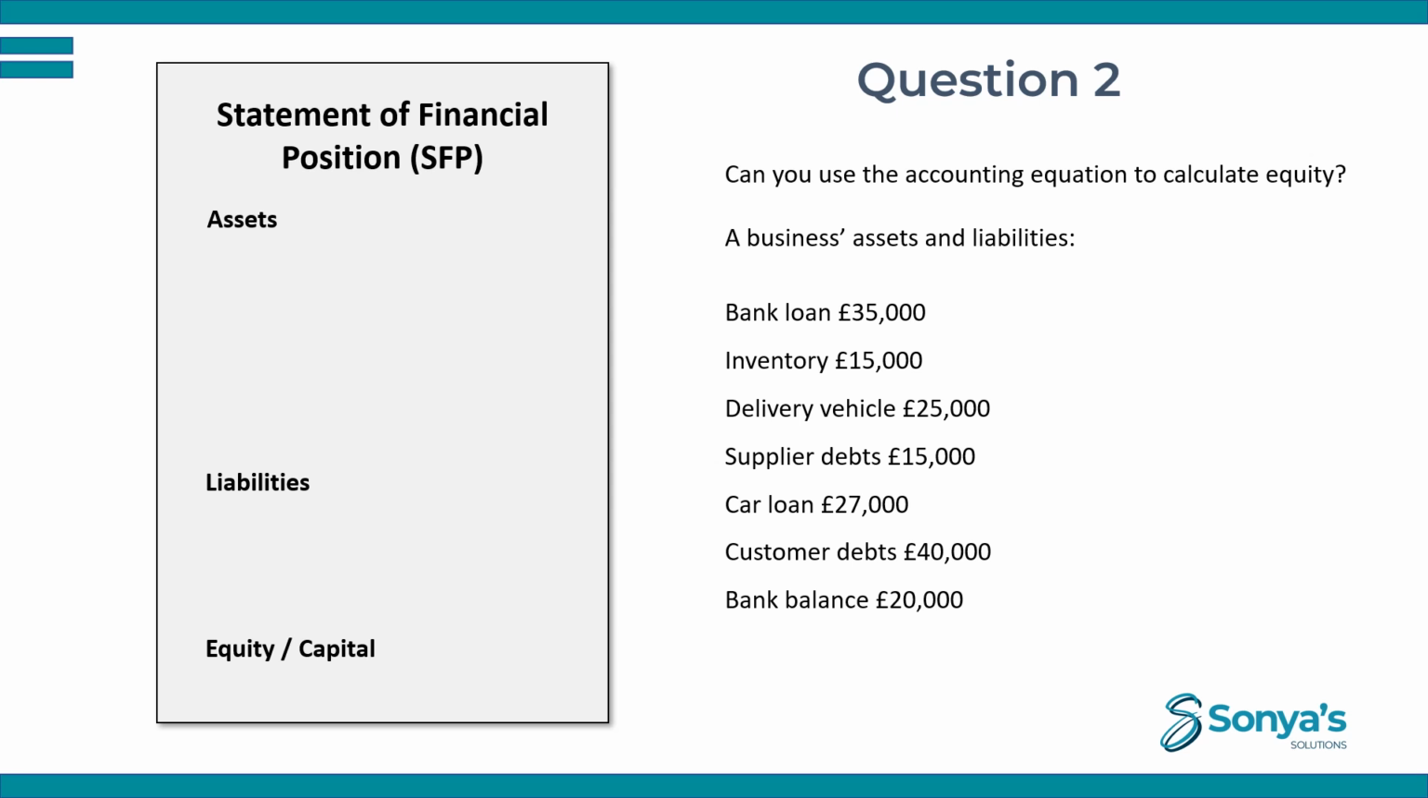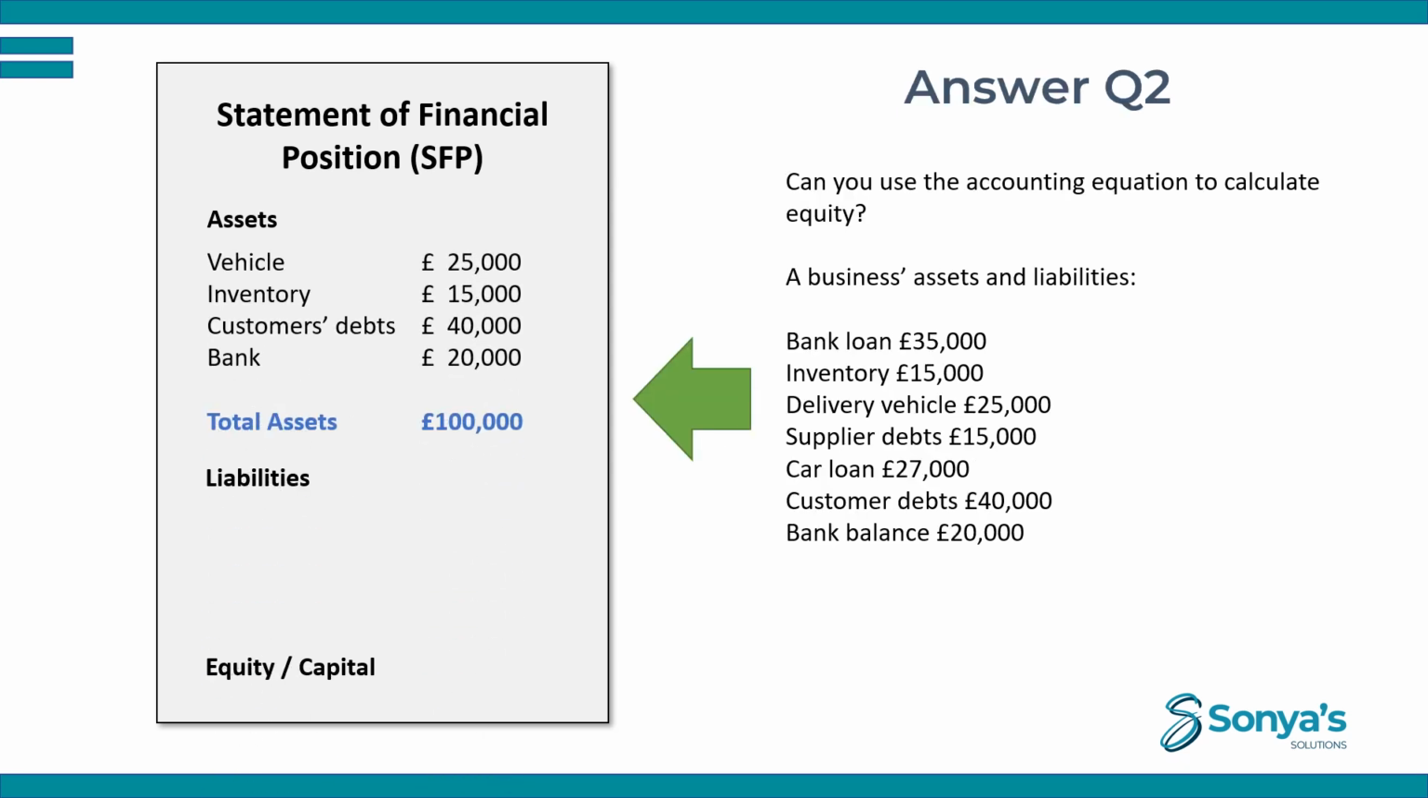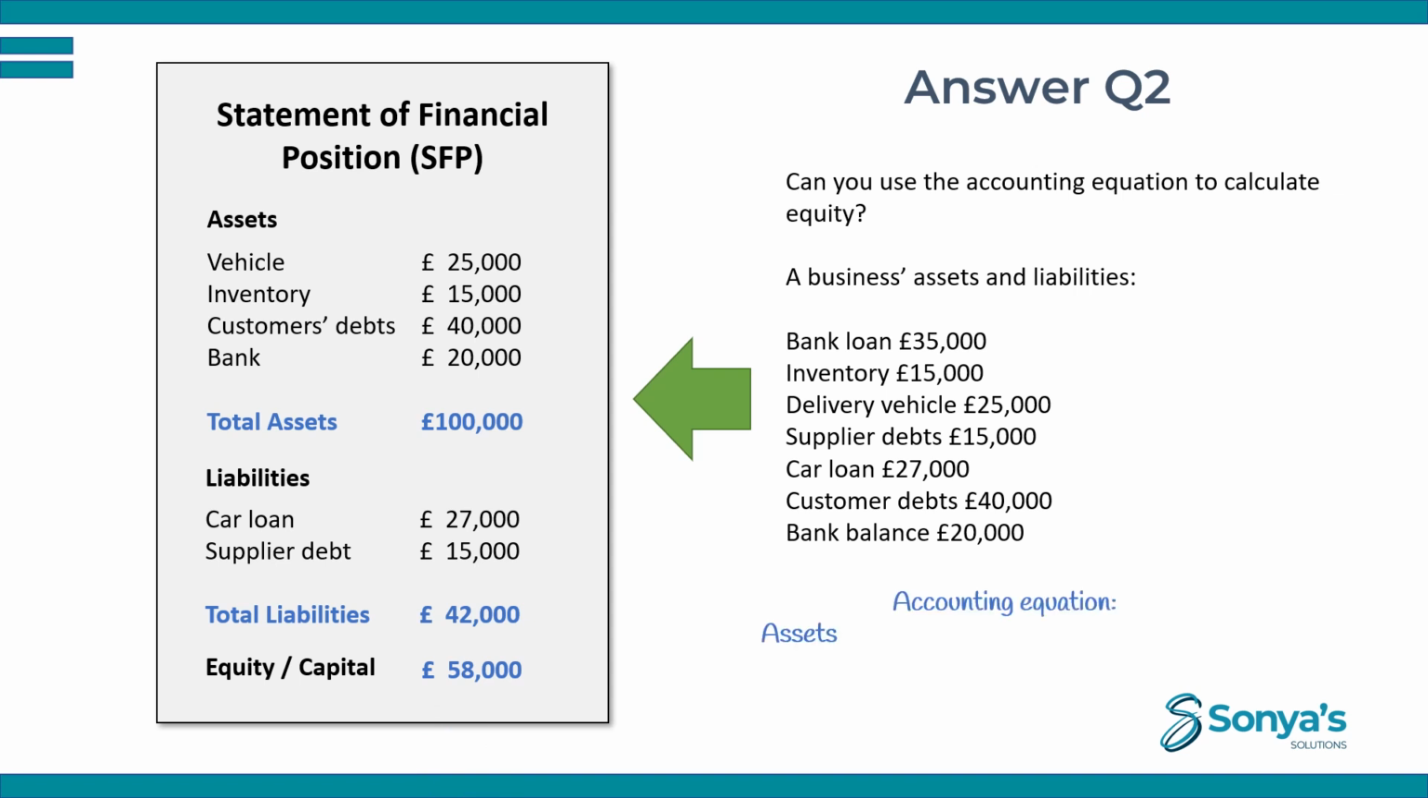Get ready to pause the video again to give yourself time to read and answer the question. The business's assets total £100,000 and its liabilities total £42,000. Using the accounting equation, we can calculate equity as £58,000. Please pause the video if you need more time to review the answer.